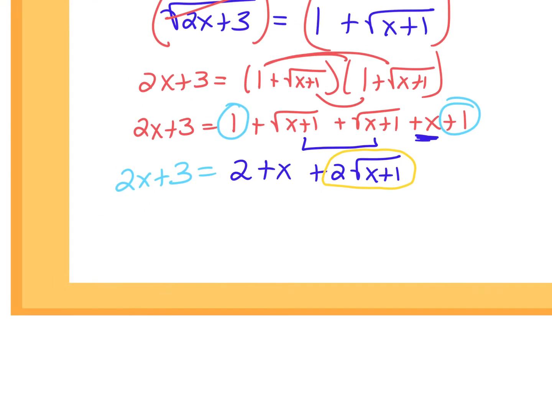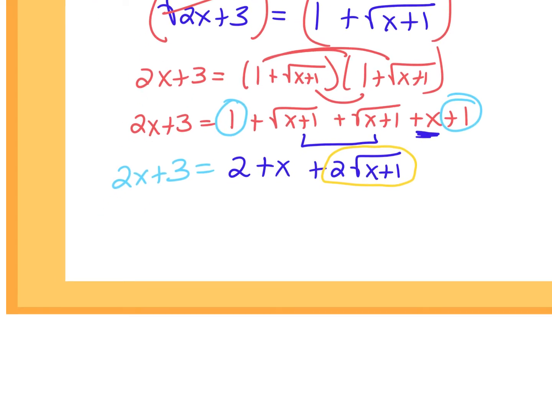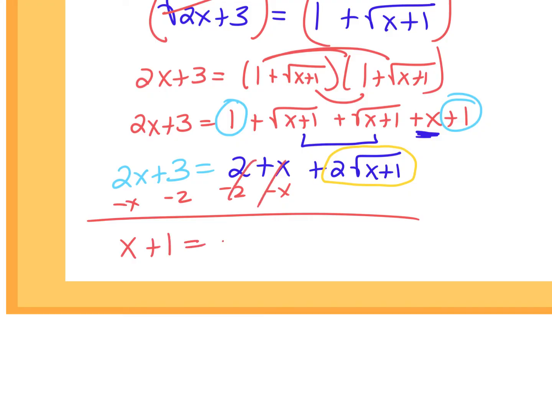Do I now have one radical that I can isolate? Yes. What do I do with the 2 and the x? I'm going to subtract it. I'm going to move it to the other side. So minus 2 minus x. So I have 2x minus x is x. 3 minus 2 is plus 1 equals 2 times the square root of x plus 1.